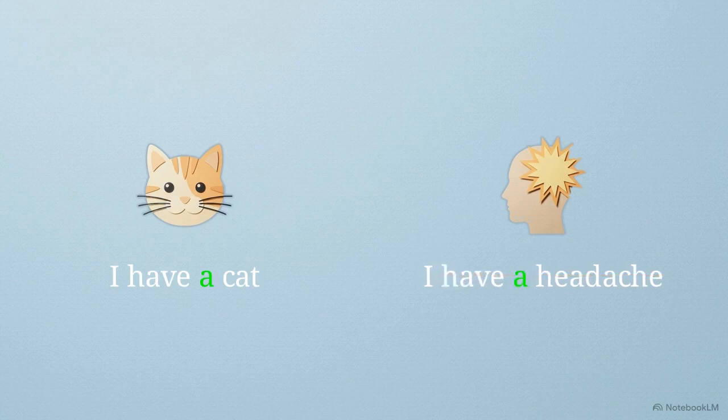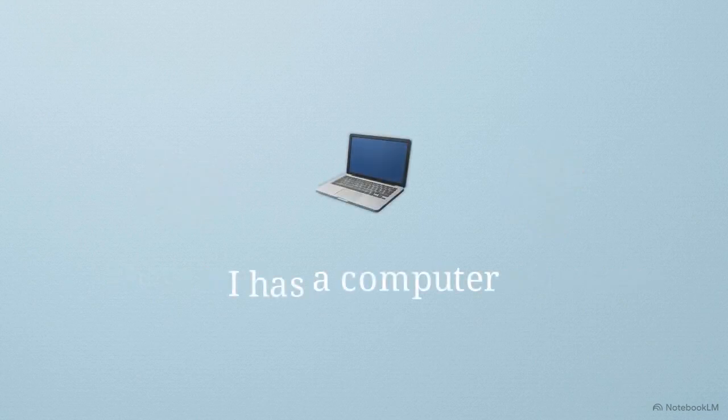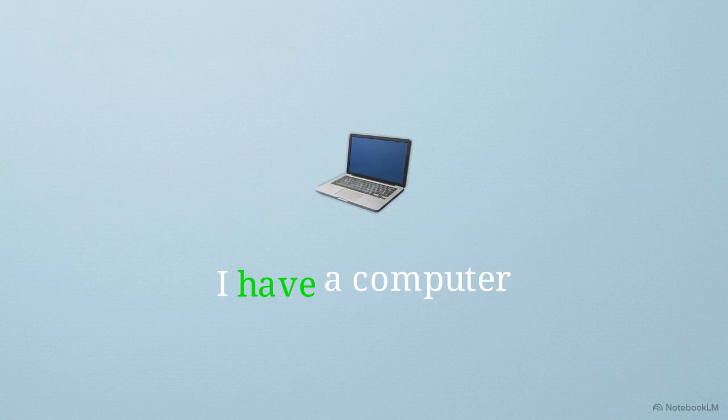Another error is using the wrong verb form. When you start with I, always use have. Do not say I has. Finally, do not add extra verbs. For a simple sentence like I have a car, remove the word am. Keeping the sentence simple is the best way to be clear. Use the subject, the verb have, and your noun.